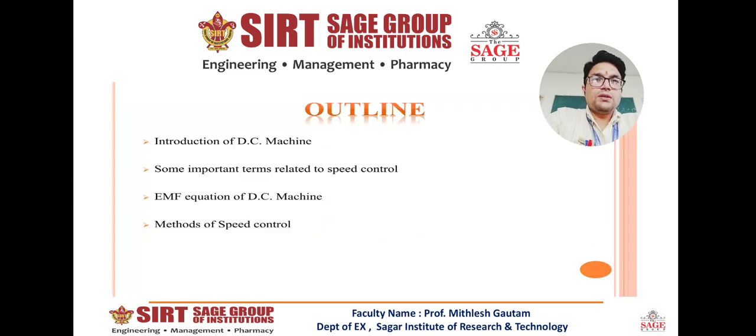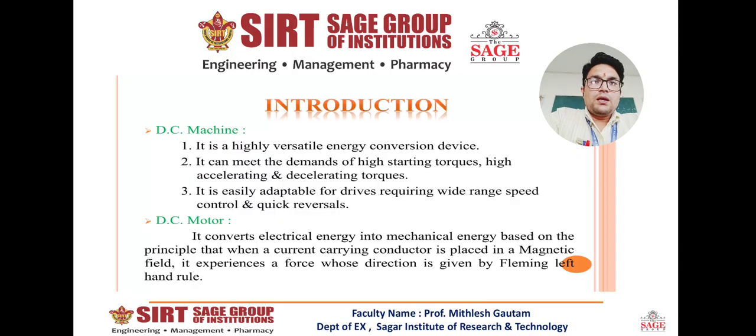In this lecture, we cover the following topics. First one is introduction of DC machine and some important related speed terminologies, application of DC machine, methods of speed control. A DC machine is a highly versatile energy conversion device. It can meet the demand of high starting torque, high accelerating and decelerating torque. It is easily adaptable for drive requiring wide range speed control and quick reversal.